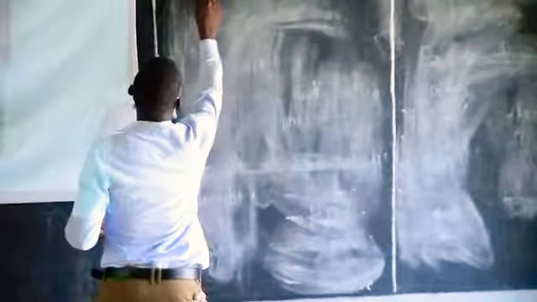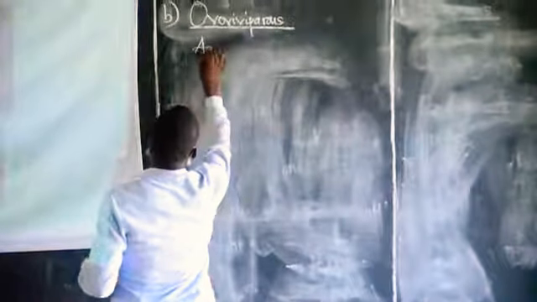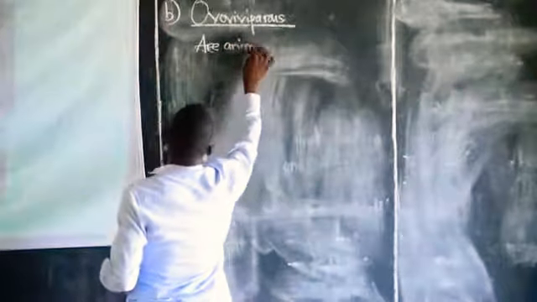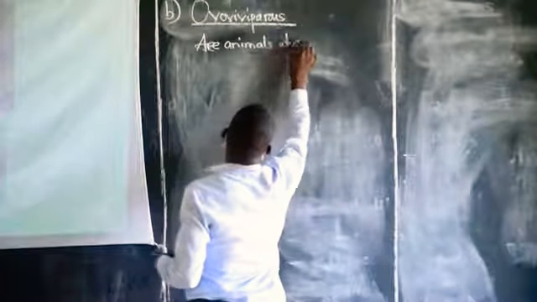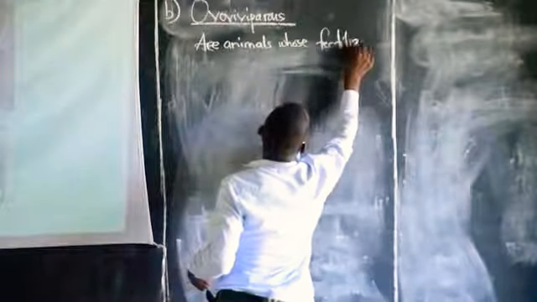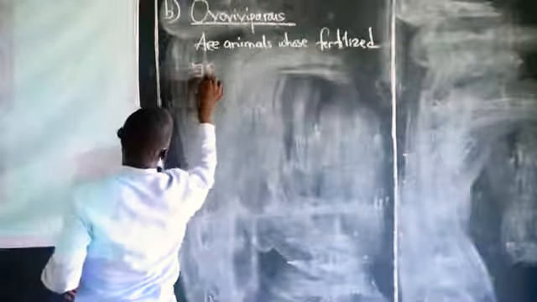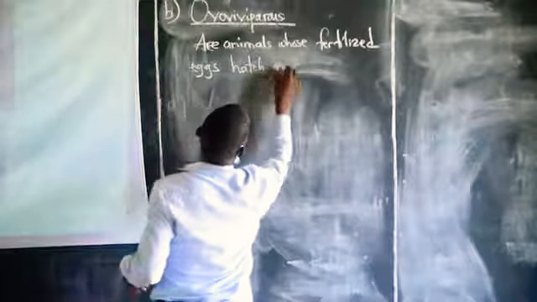So you can say ovoviviparous animals, these ones are animals that hold fertilized eggs. Fertilized eggs hatch inside the body.